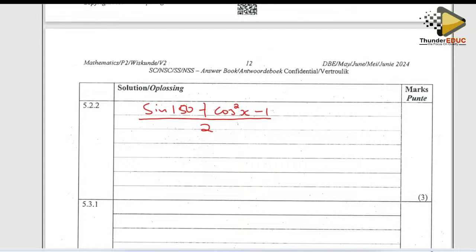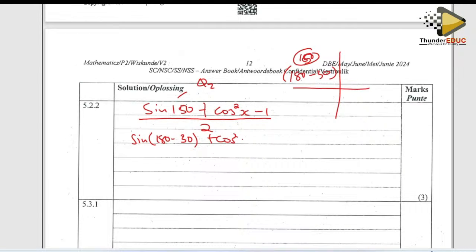So where do I find 150? It's in quadrant number 2. If I look at my Cartesian plane, this is where 150 is. So 150 is the same as 180 minus 30. So I can have my sine of 180 minus 30 plus cos squared x minus 1 over 2. When I reduce that, it's the simple sine 30 plus cos squared x minus 1, and dividing everything by 2.